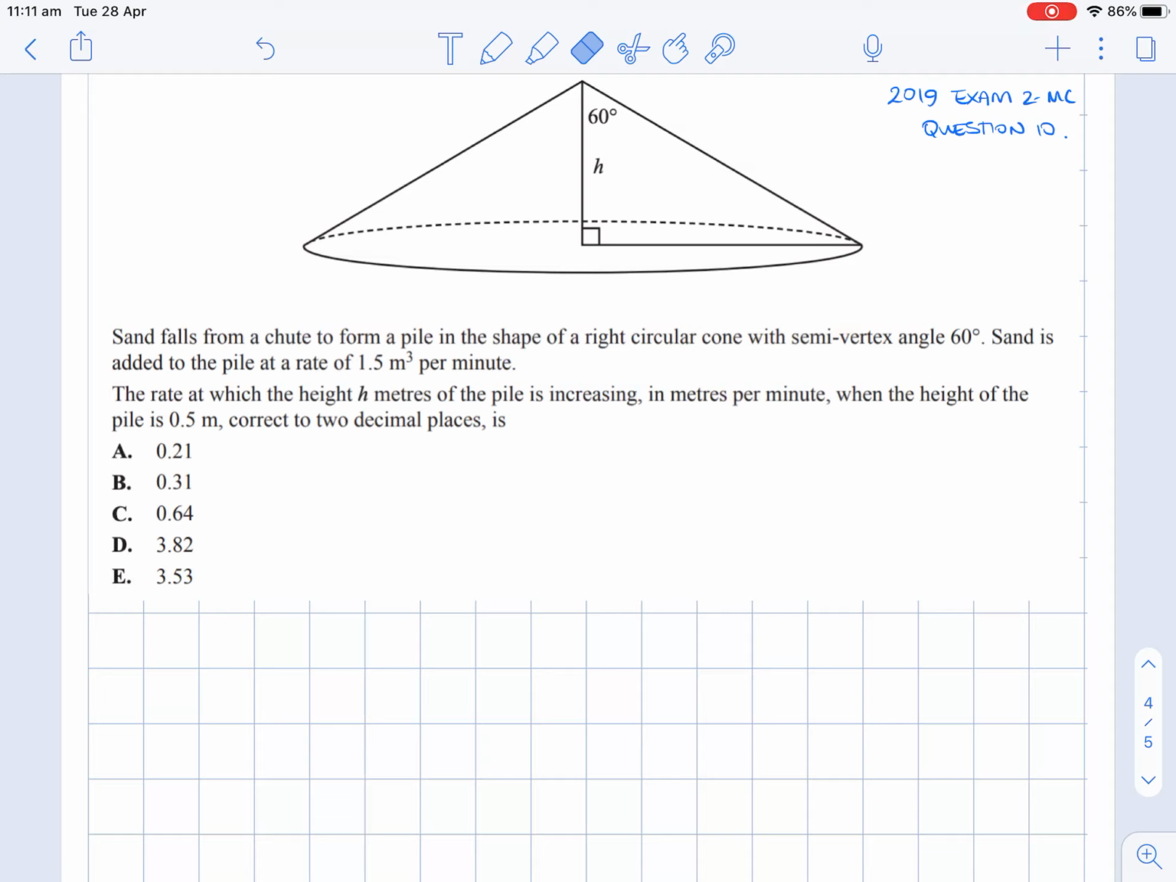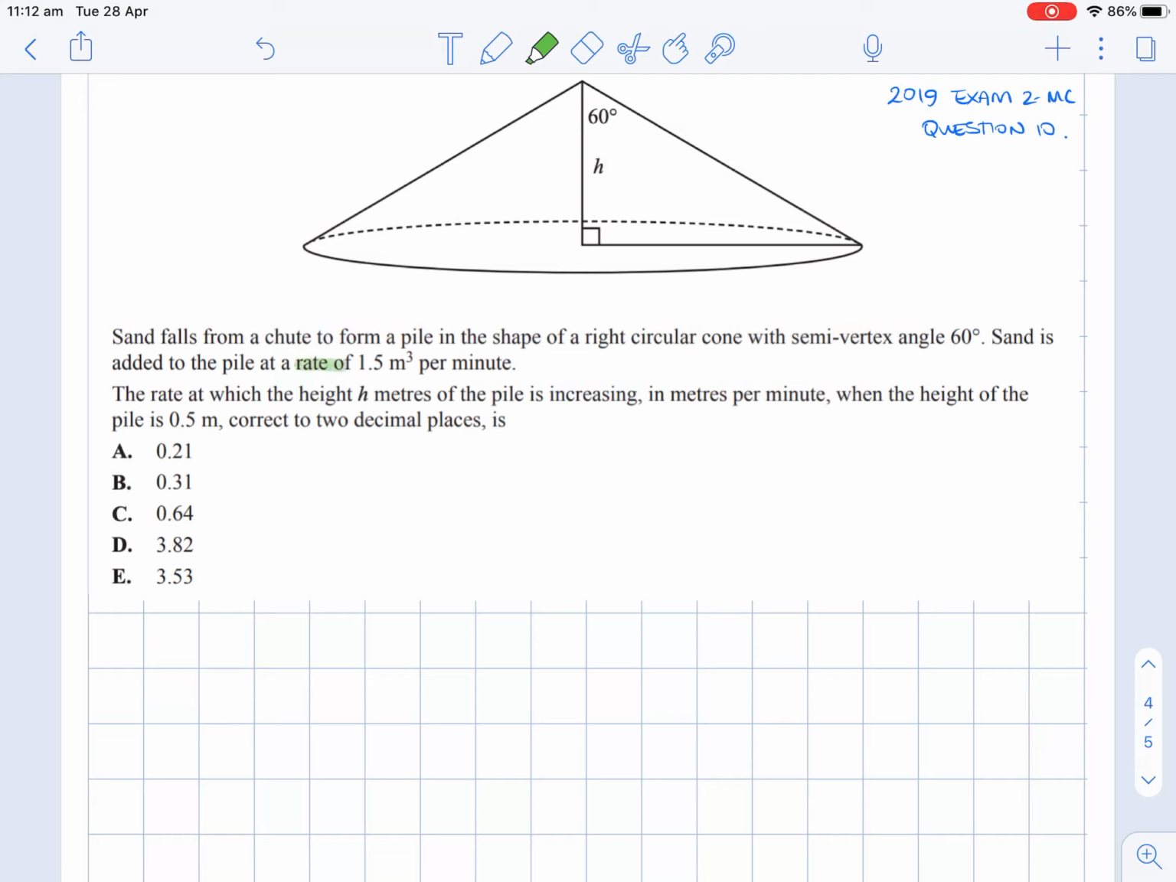Sand falls from a chute to form a pile in the shape of a right circular cone with semi-vertex angle 60 degrees. Sand is added to the pile at a rate of 1.5 meters cubed per minute. The rate at which the height, h meters, of the pile is increasing in meters per minute when the height of the pile is 0.5, correct to 2 decimal places, is.